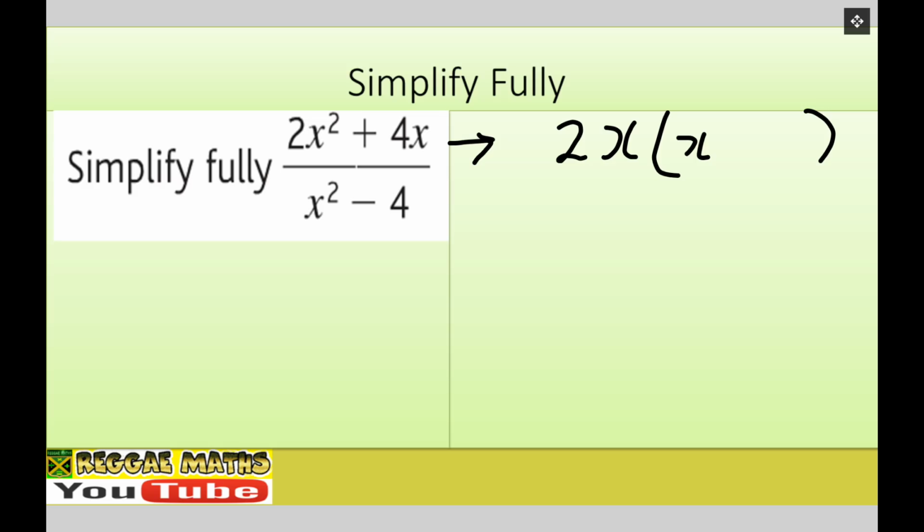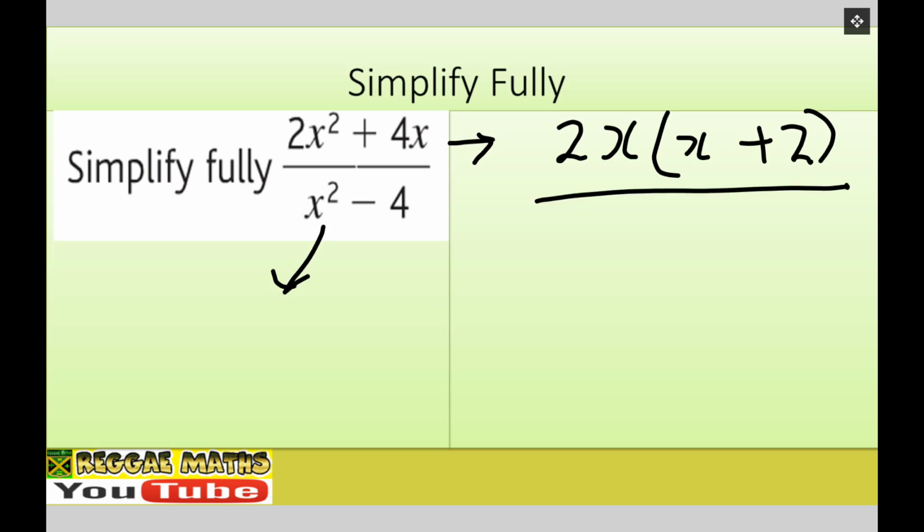So basically we need to factorize what is common in both 2x squared and 4x. So 2 and x, so 2x goes outside the bracket. What goes inside the bracket is x plus 2. Okay, so it's 2x and then inside the bracket x plus 2. And you can do the reverse.